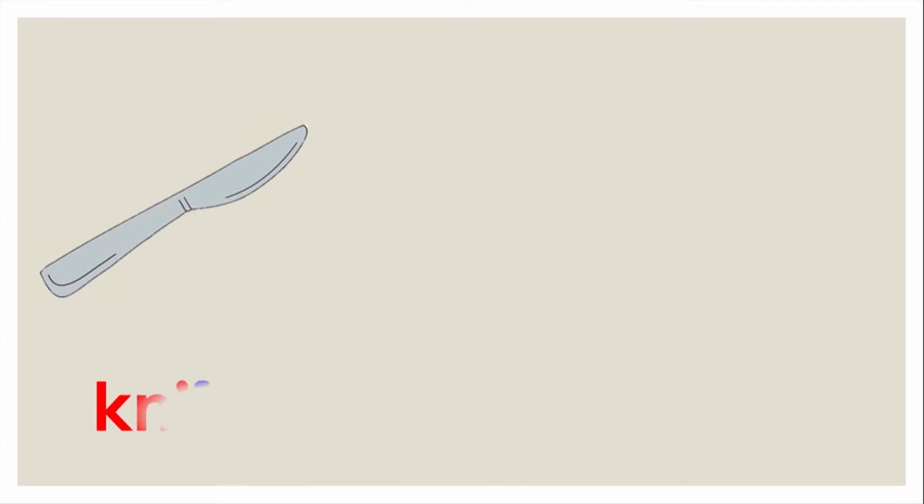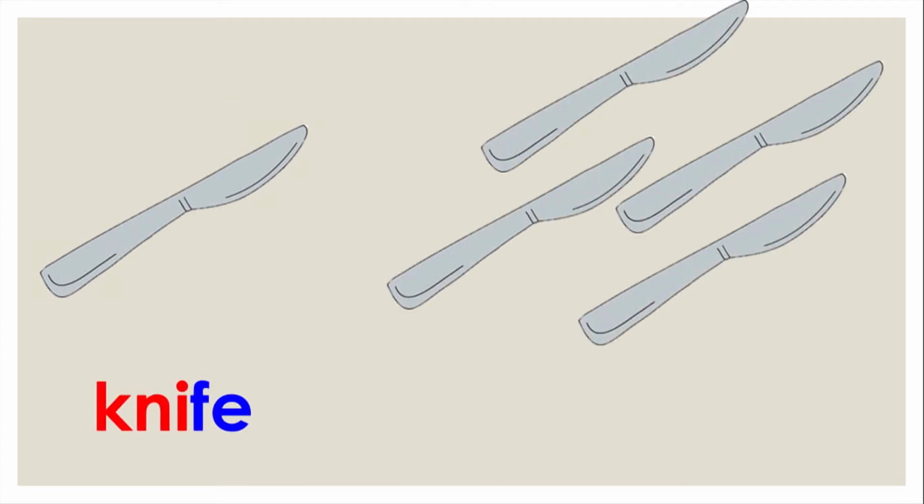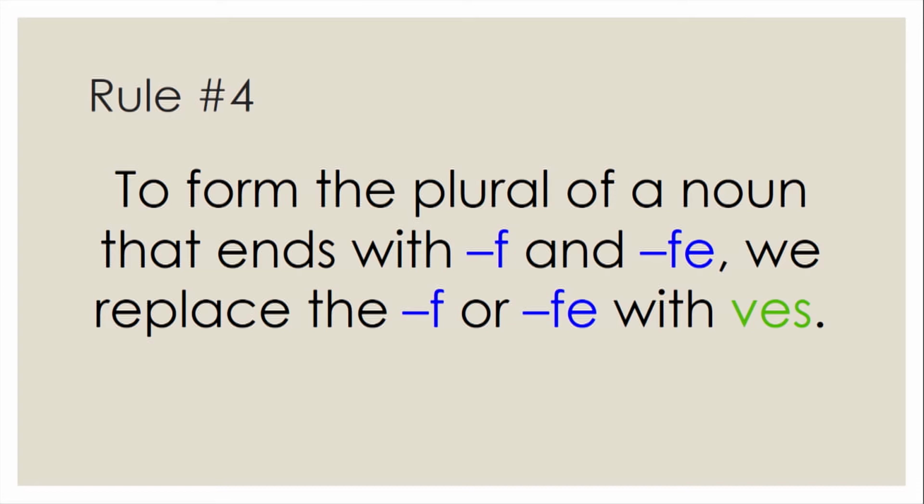This is a butter knife. And we have knives. So if we notice, the FE is now gone and we have VES. So the rule, to form plural of a noun that ends with F and FE, we replace the F or FE with VES. So you can do some examples.